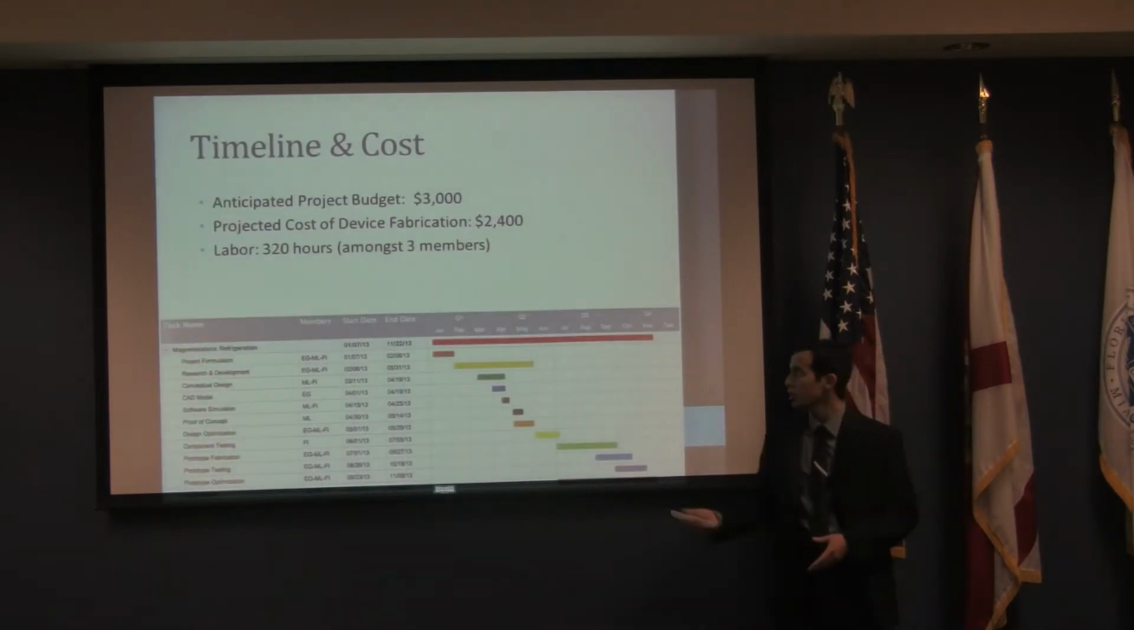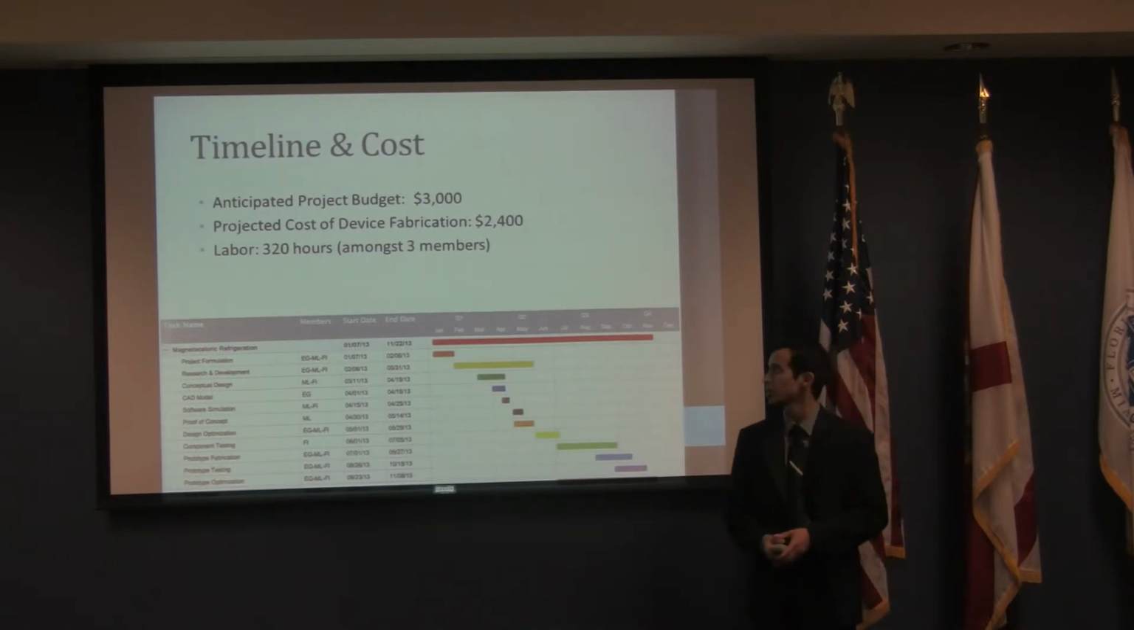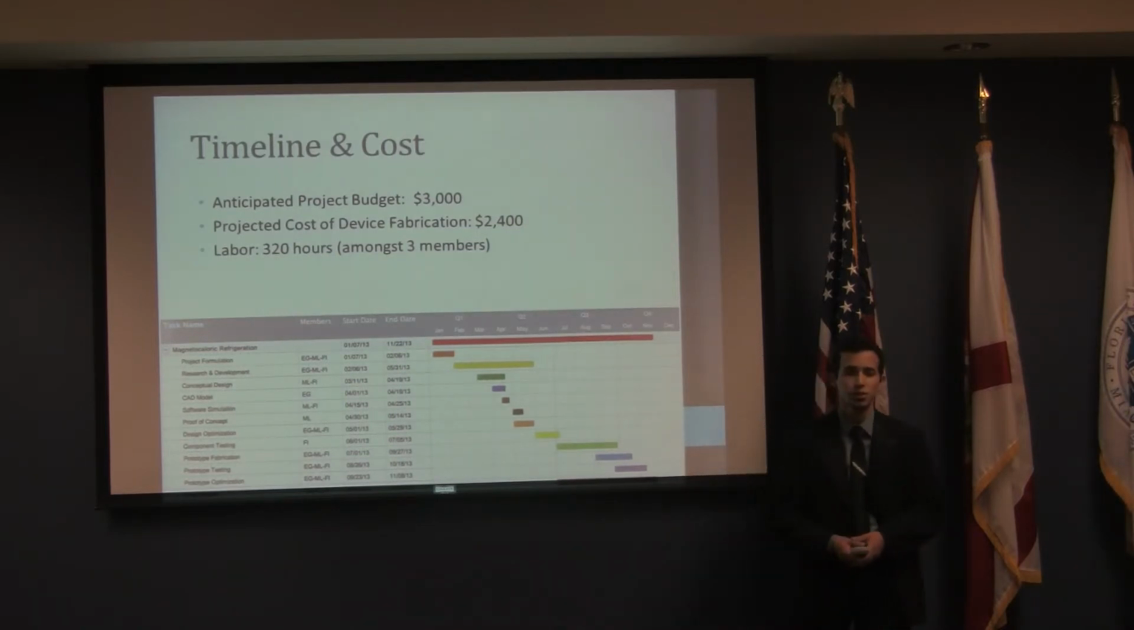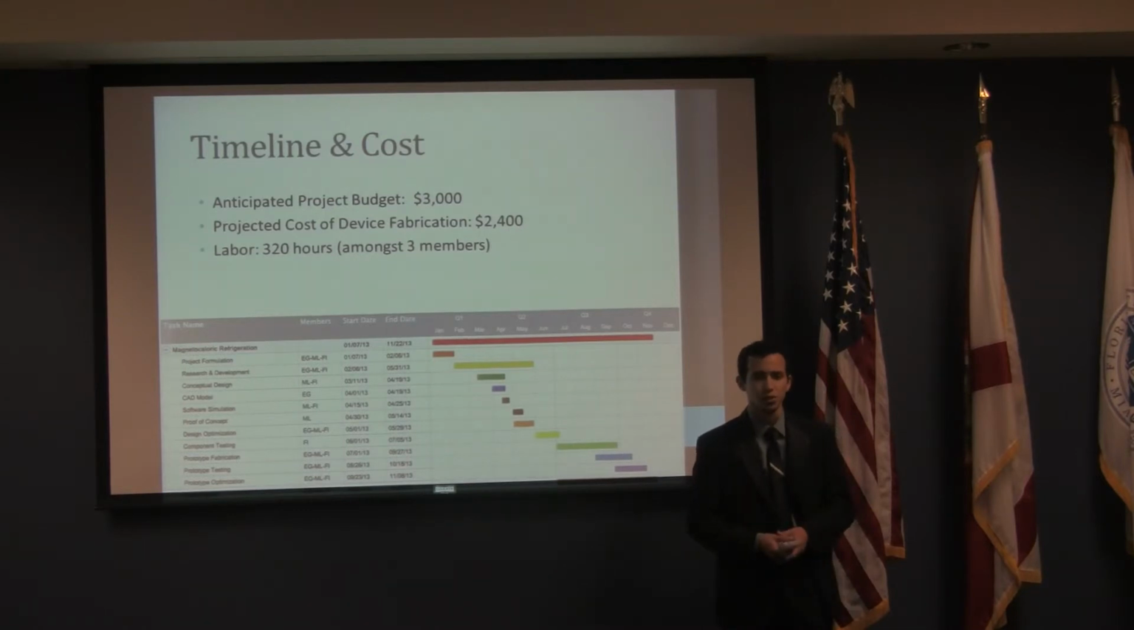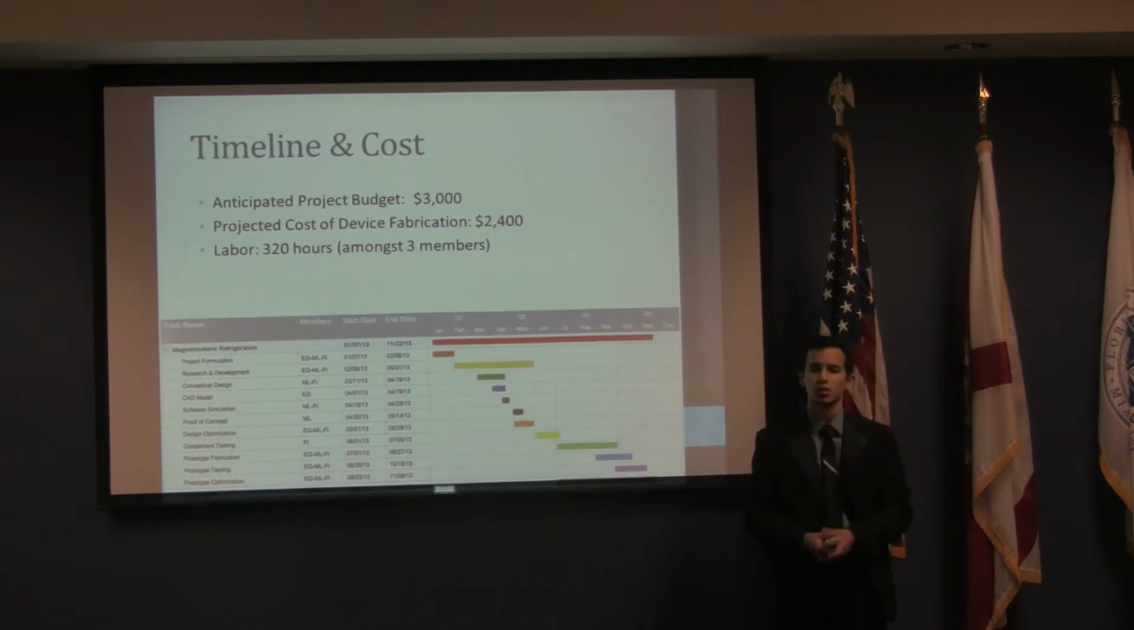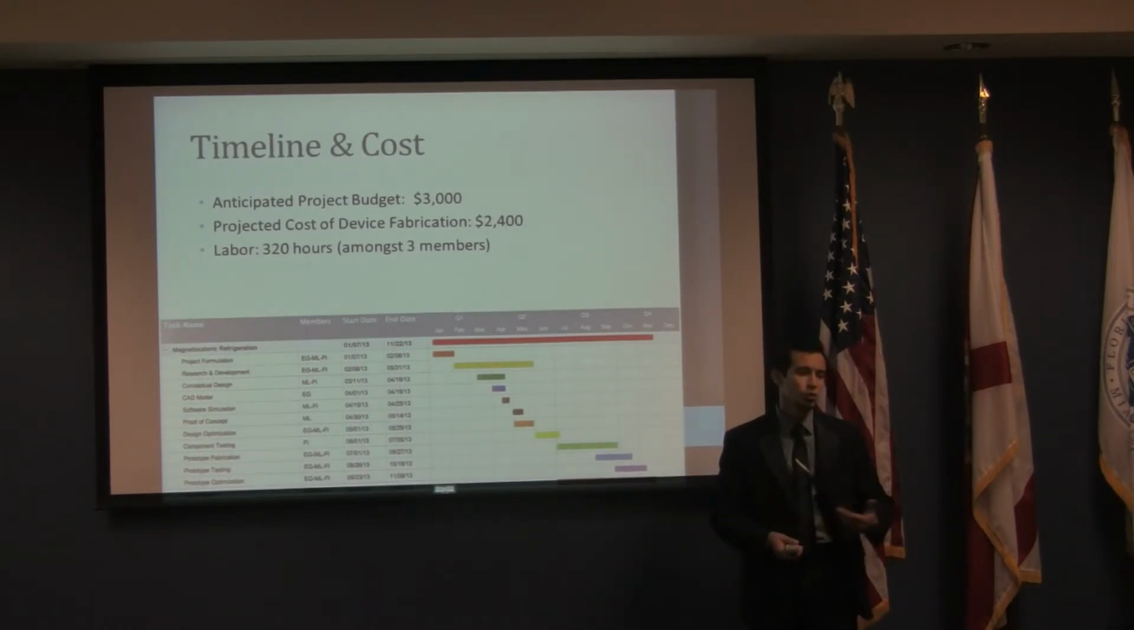Next slide. So our anticipated project budget is about $3,000. This is what we anticipate to have in our pockets. Project cost of the device and fabrication is $2,400. We have different design iterations, and these design iterations differ in the type of materials we're using and the efficiency of the heat exchangers, and so this is only based on what we think is our most optimum design.